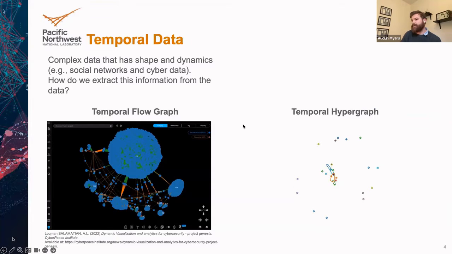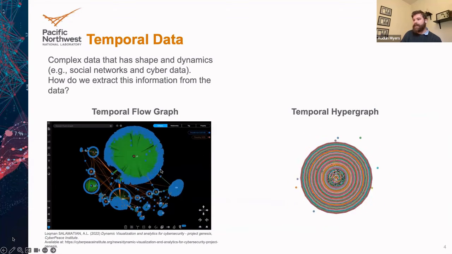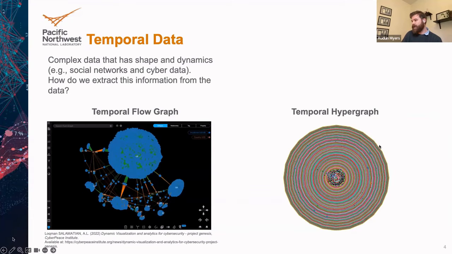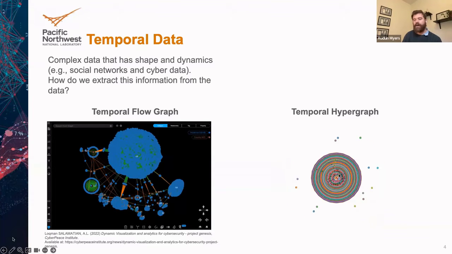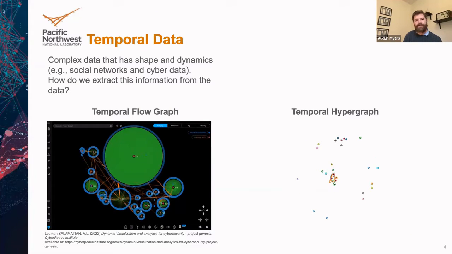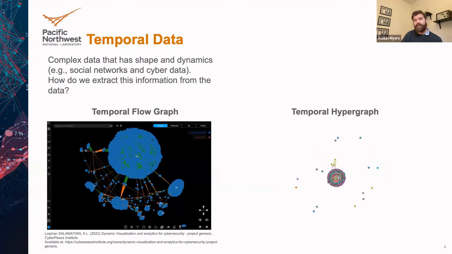A couple of examples here, and these are two from cyber data, are a temporal flow graph and a temporal hypergraph, where we could see certain types of activities, like here, when that blows up, that is called a ping sweep. So you can see that this data has both shape and dynamics. I'm going to try to use tools to study not those individually, but together.